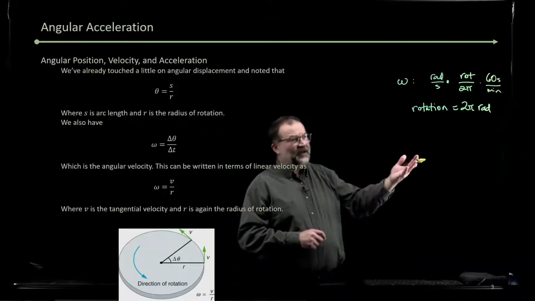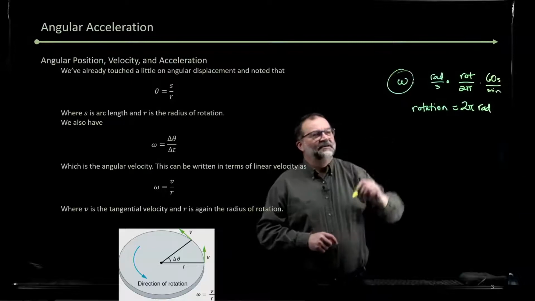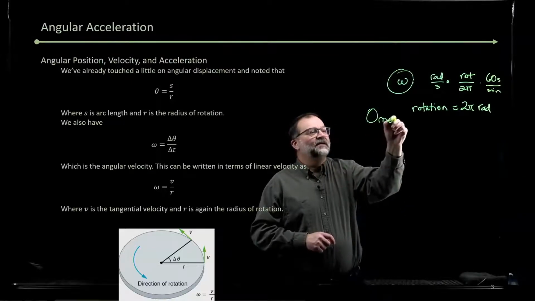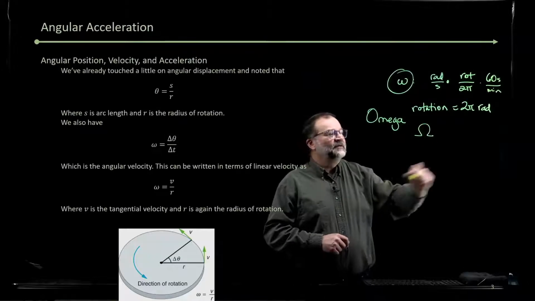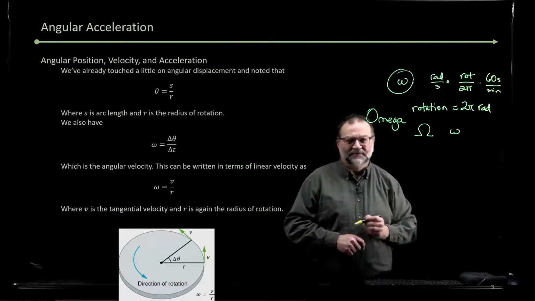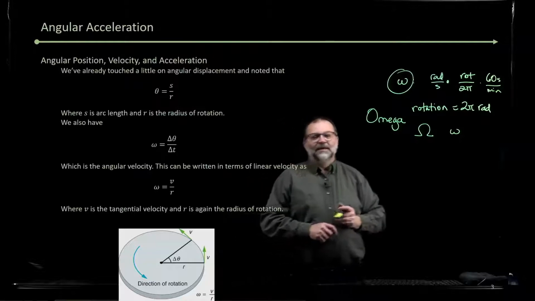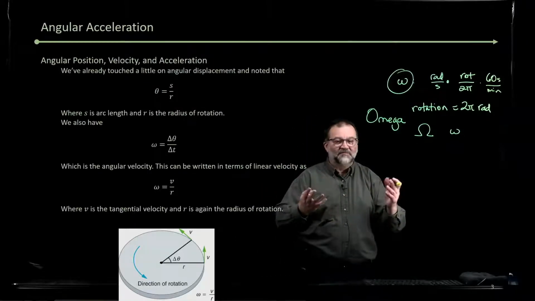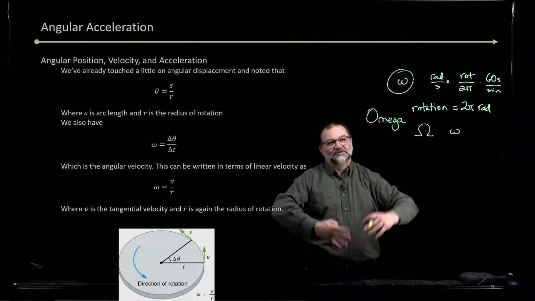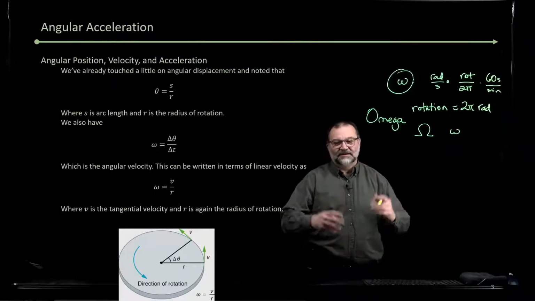So omega, angular velocity, right? You're accustomed to the capital omega. Well, this is just the lowercase version. Omega. Now, what does omega mean in terms of linear velocity and things like that?